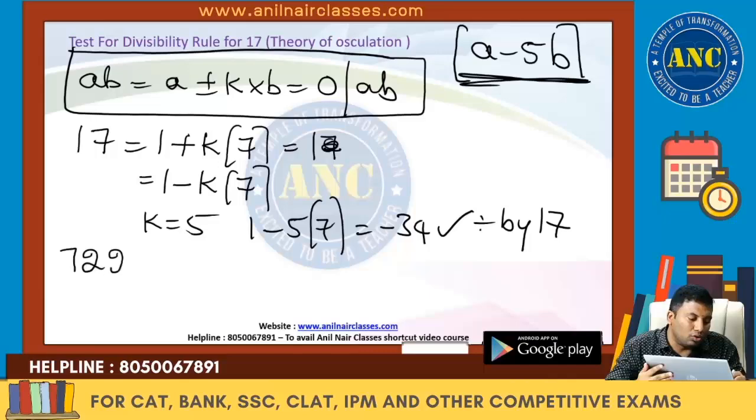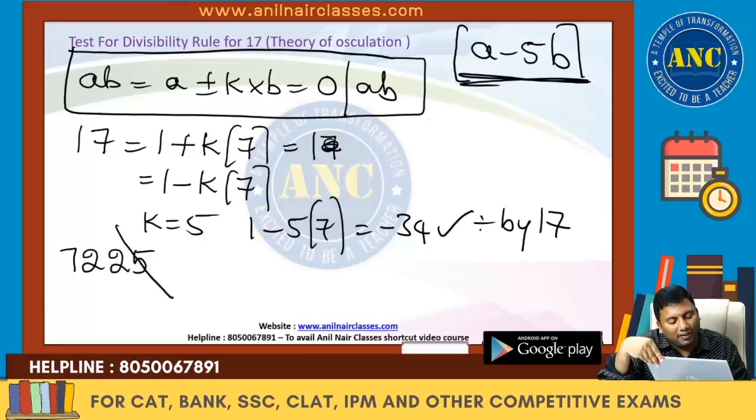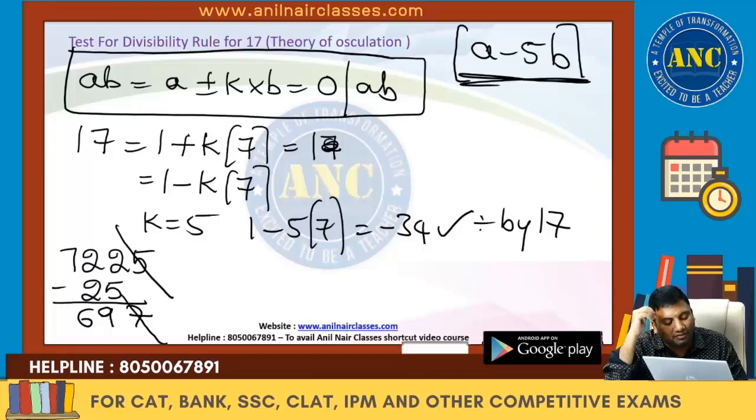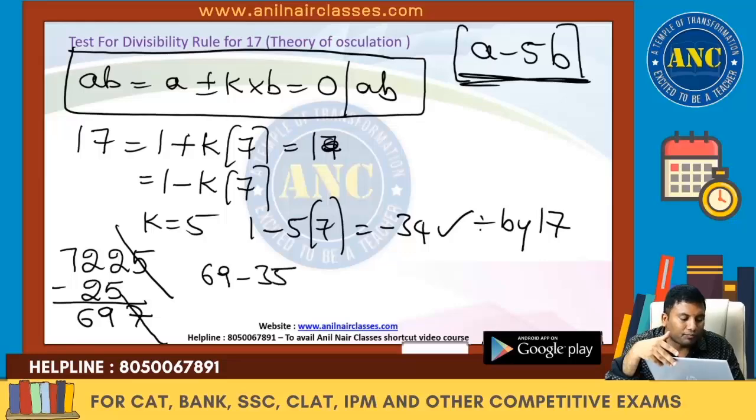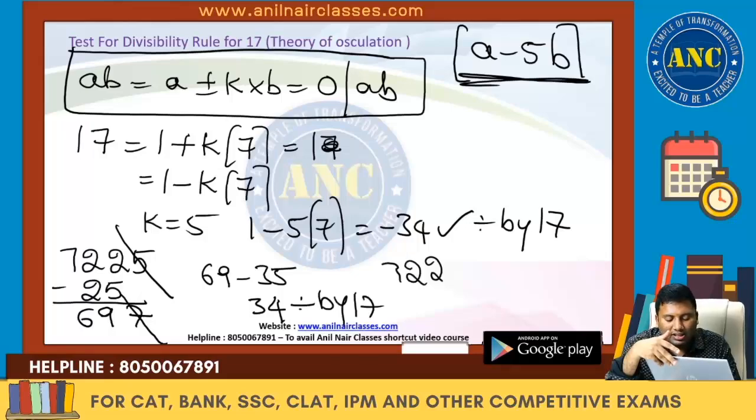7225. What is the divisibility rule? A minus 5b. Take the unit digit, multiply it by 5. 5 5s are 25. Subtract it from the remaining part. So it is 697. Take the unit digit, multiply by 5. 7 5s are 35. 69 minus 35 is 34. 34 is divisible by 17. 7225 is divisible by 17. I hope the idea is clear.